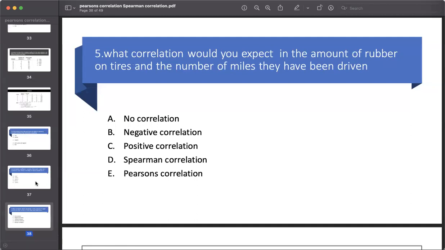Question number five. What correlation would you expect in the amount of rubber on tires and the number of miles they have been driven? A, no correlation. B is negative correlation. C is positive correlation. D is Spearman correlation. And E is Pearson correlation. B. Yes, the answer is B, negative correlation.